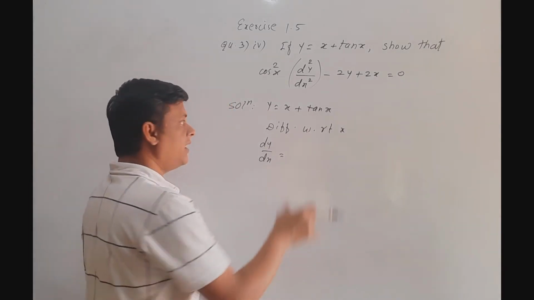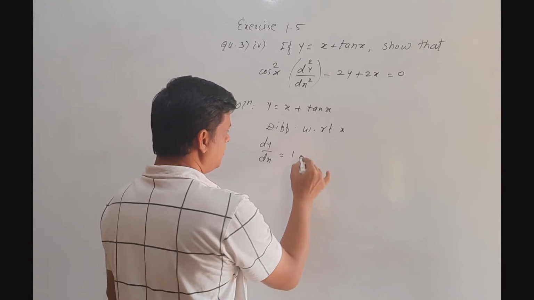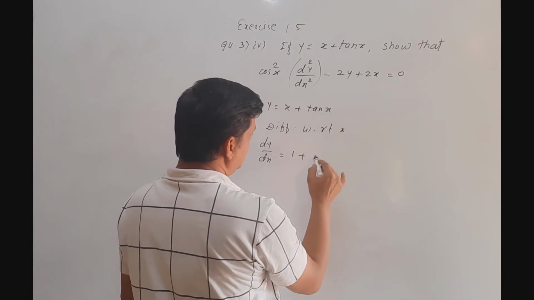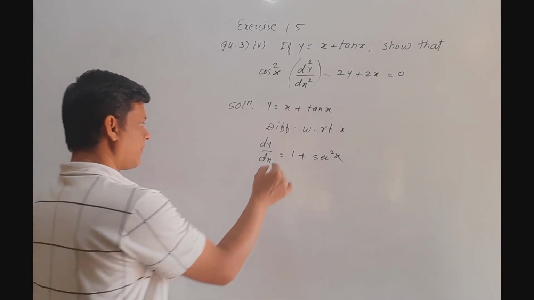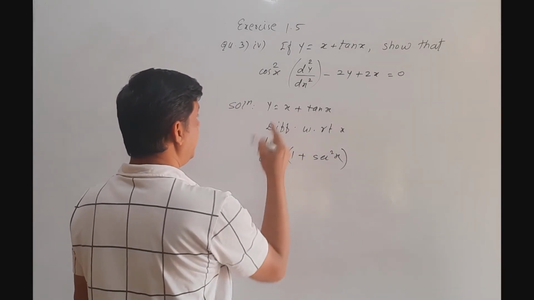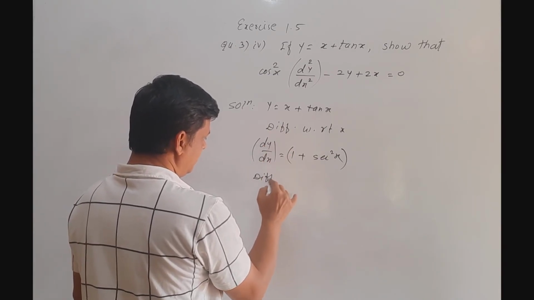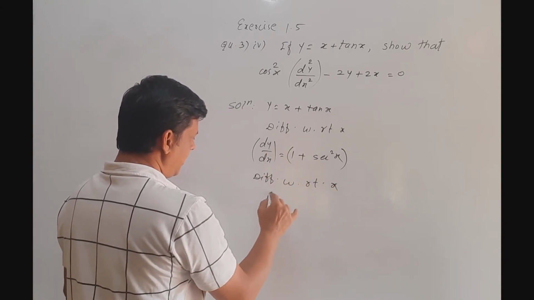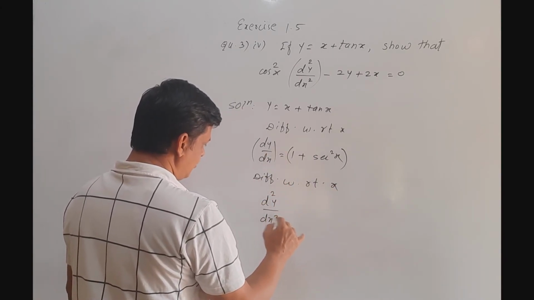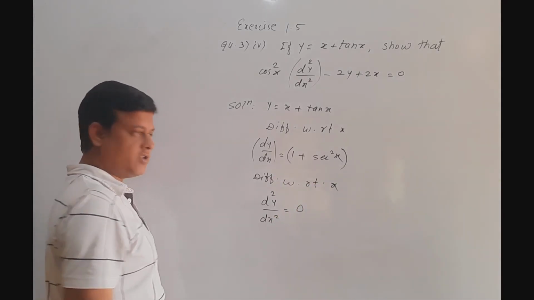We have to apply here addition rule for RHS. So derivative of x with respect to x is 1. Derivative of tan x is sec square x. Now we find d2y by dx2 from this. So again differentiate with respect to x. Now derivative of dy by dx we write d2y by dx2. Here 1 is a constant, so we write its derivative as 0.